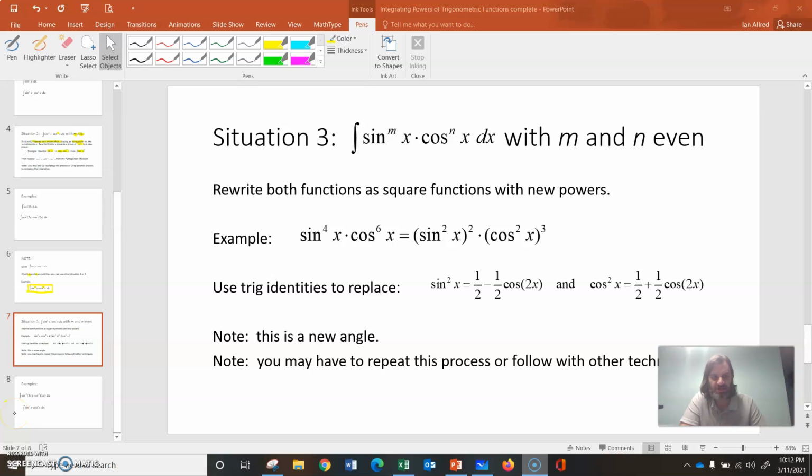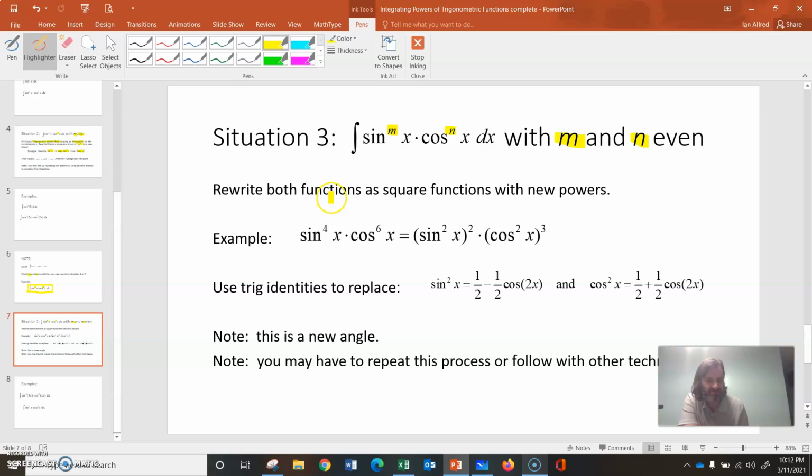Okay, so we looked at trig power integrations when the sine function had an odd power, and we looked at it when the cosine function had an odd power. And it was a little bit of work, but it wasn't too bad. So now we're going to talk about what if both the sine and cosine powers are even.